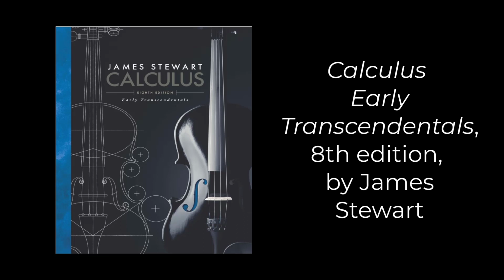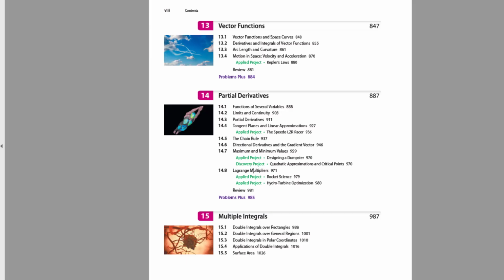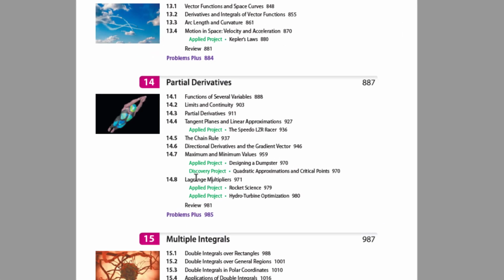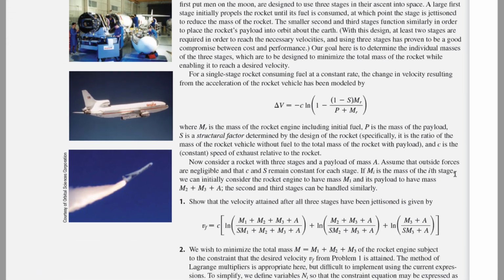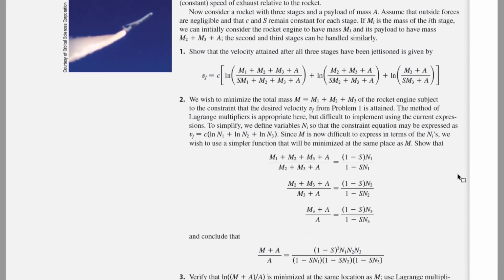The idea for this video originally comes from a project in the Stewart Early Transcendental Calculus book. The project in the Stewart book is at the end of the chapter on Lagrange multipliers, and it included simplifying assumptions that initially had me wondering how realistic it was.